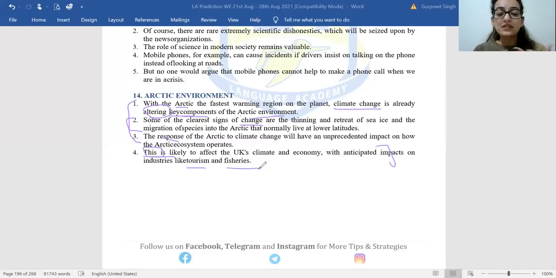So in the previous three sentences, we were talking about the overall impact of climate change in the Arctic environment. Whereas the last one is a very small topic, saying that in the UK's climate and industries like tourism and fishery, this is going to make an impact. Because it is the narrowest sentence, it comes at the end. This is about number 14.